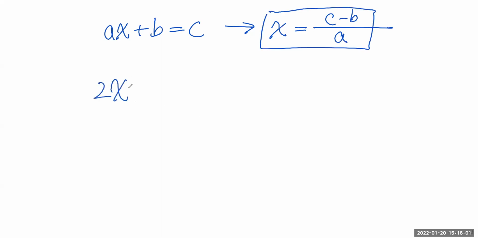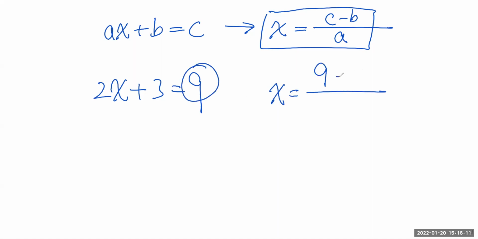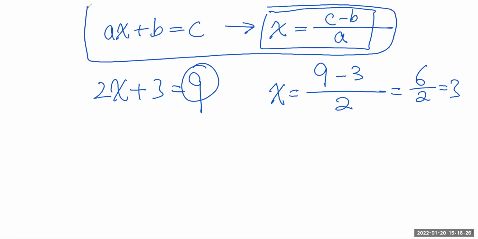So let's say 2x plus 3 equal to 9. And now we don't have to go through that. We just jump down to this formula. c is 9, b is 3, a is 2. So that gives us 6 over 2, which is 3. So we just get there right away. So that's actually what algebra is, to play with symbols so we can come up with a form, and then we use that. Good? It does make things a lot easier, right?